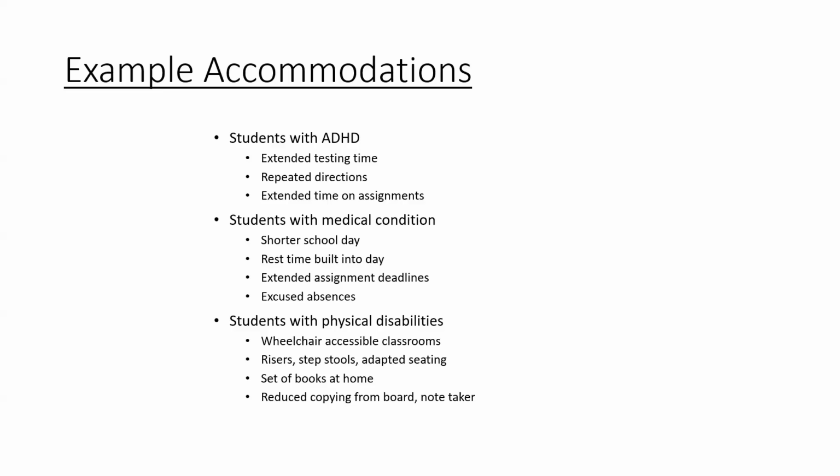So extended testing time, repeating directions, extended time on assignments, something like a shorter school day or rest time. There could even be accommodations for students with physical disabilities. I had a student who needed all assignments reproduced on the copy machine at like 150% magnification because she was not blind, but her sight required her to have enlarged print. And that's where we'll stop and we'll pick back up with the other parts, the IEP and part 2.